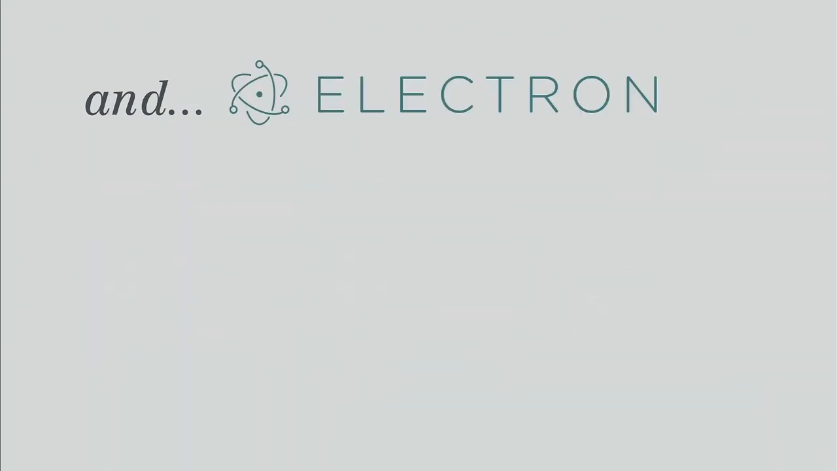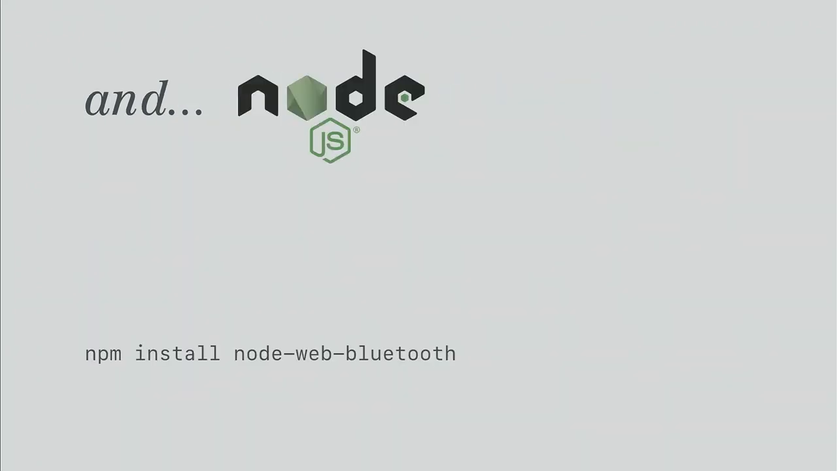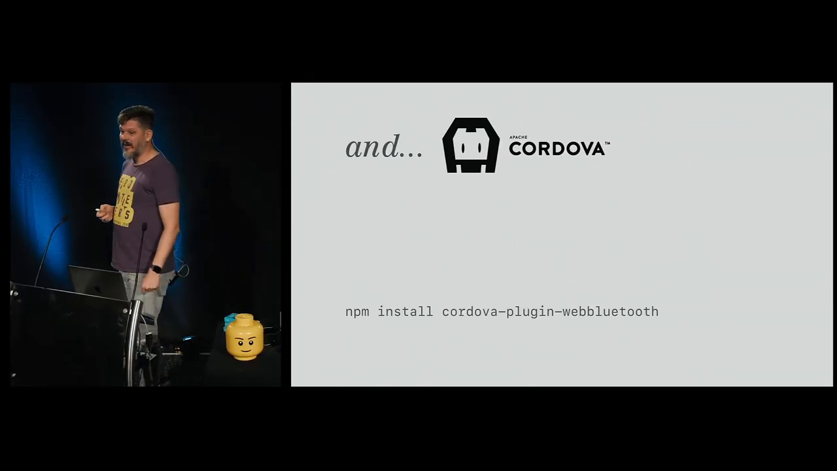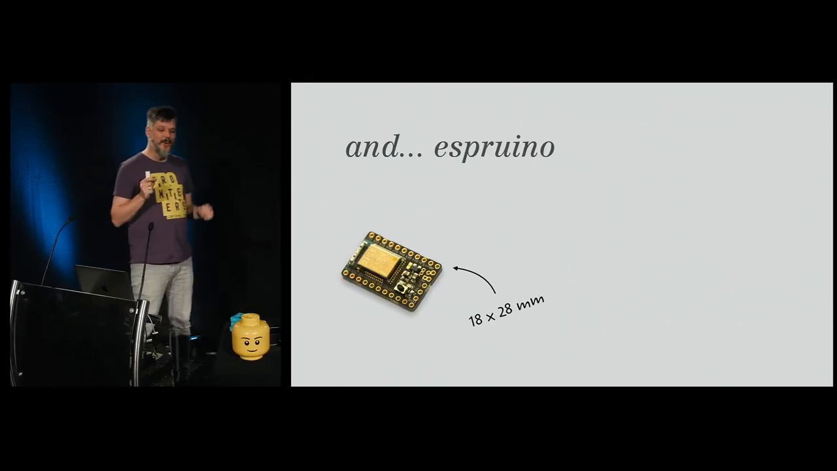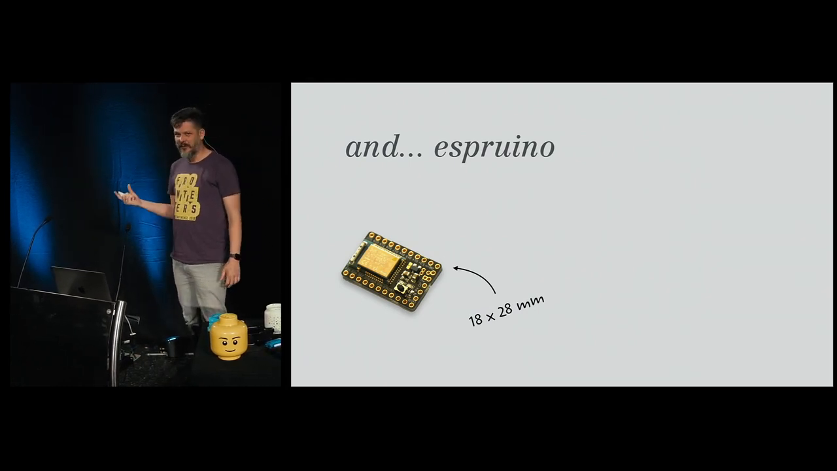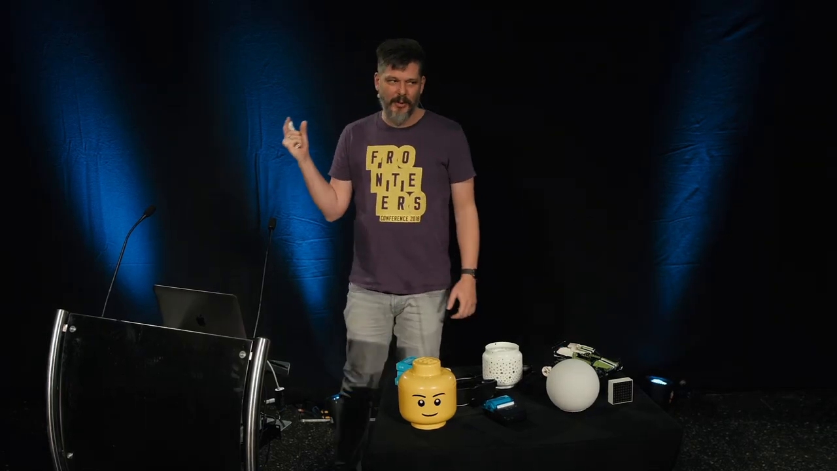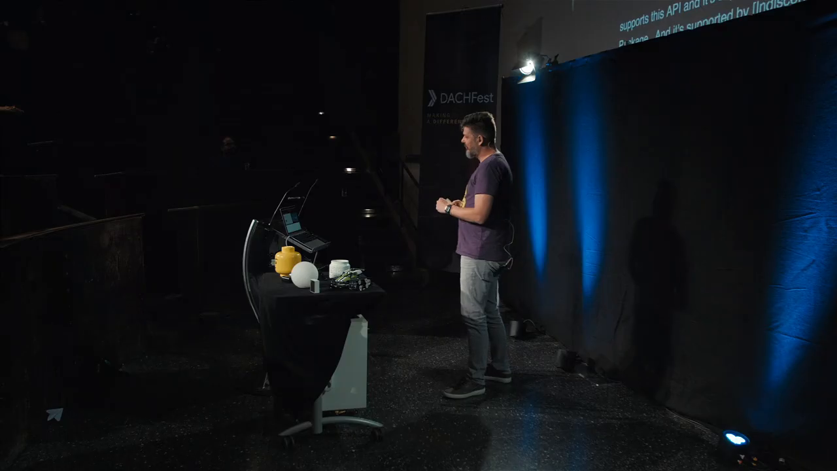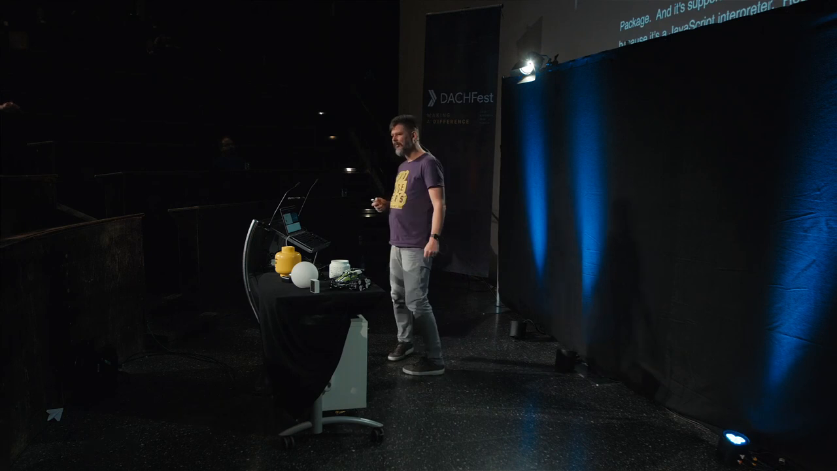And it's supported in Electron, it's supported in Node with a package, Node Web Bluetooth. It's supported in Cordova, if you still use that. And it's supported by Espruino, which is really interesting because Espruino is a JavaScript interpreter that runs on microcontrollers, really, really small microcontrollers. And you can build your own stuff with this.